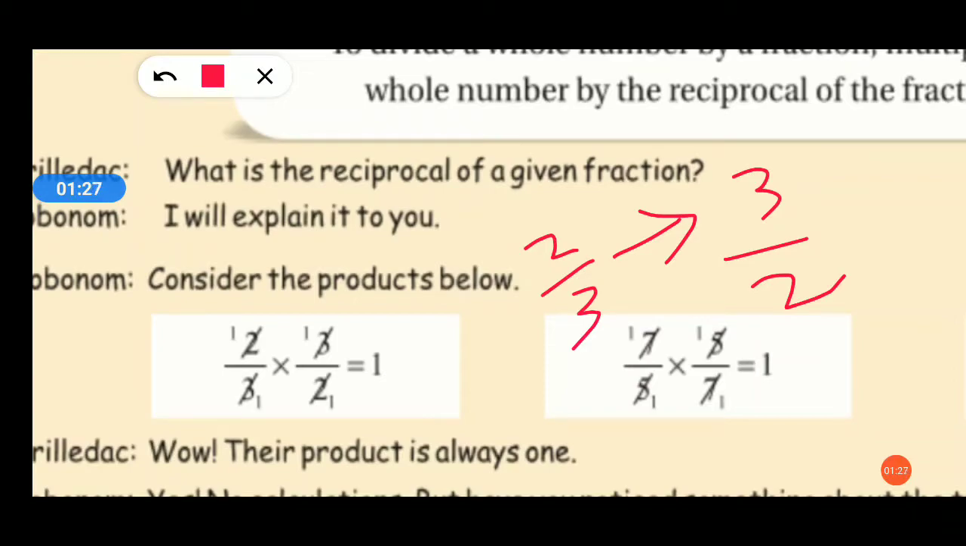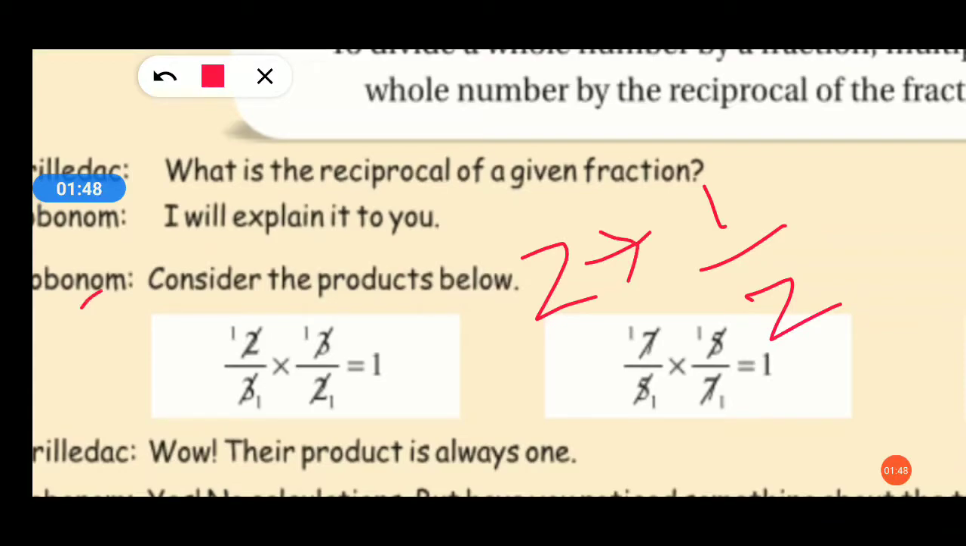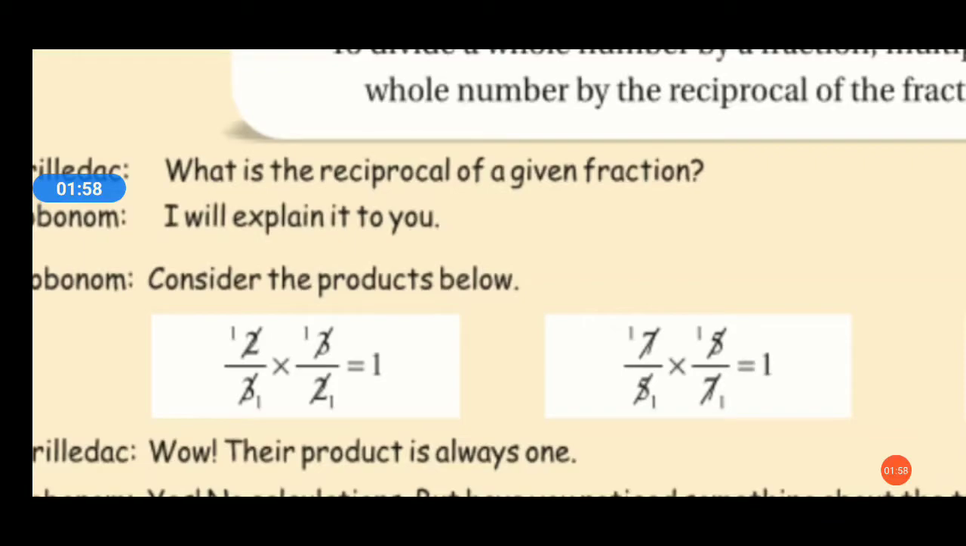Similarly, if they give some other fraction, that is 2 by 6, what is the reciprocal of 2 by 6? What will you say? That is 6 by 2. You just reverse it, that is the reciprocal fraction. Understood, students? If they give a whole number, say 2, what is the reciprocal of this? That is 1 by 2. 3 means the reciprocal will be 1 by 3. If they give a whole number and ask you to write the reciprocal, you need to put it as 1 by that number. If they give a fraction, it is enough to just reverse it. Okay? If they give 2 by 3, the reciprocal will be 3 by 2.